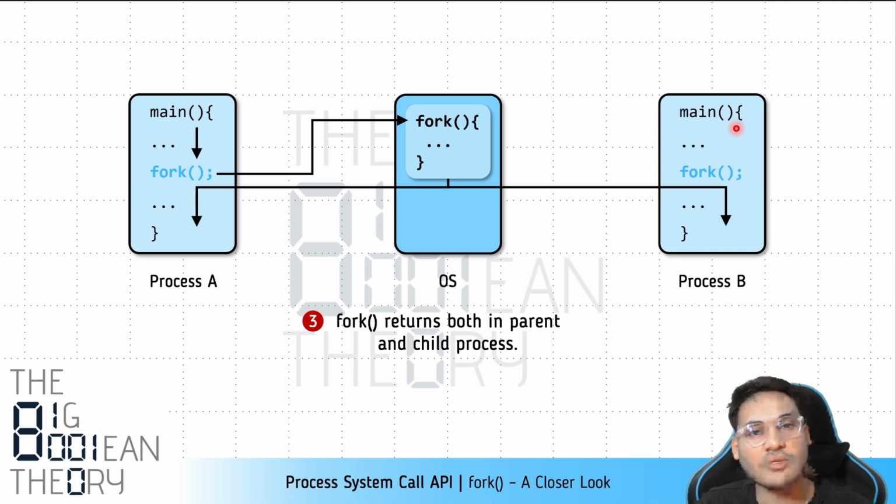So although the child process did not invoke the fork system call, and it was not even existent before the fork system call happened, the control is given back. The fork system call returns in the child process also, right?